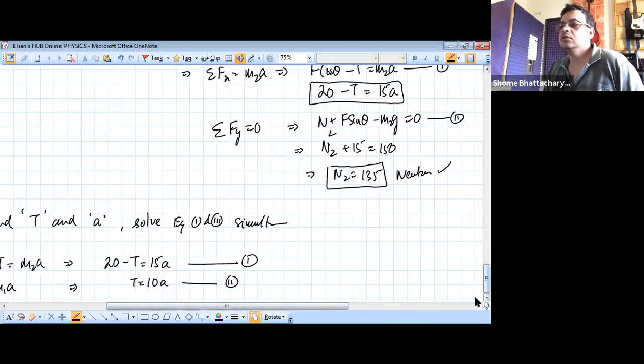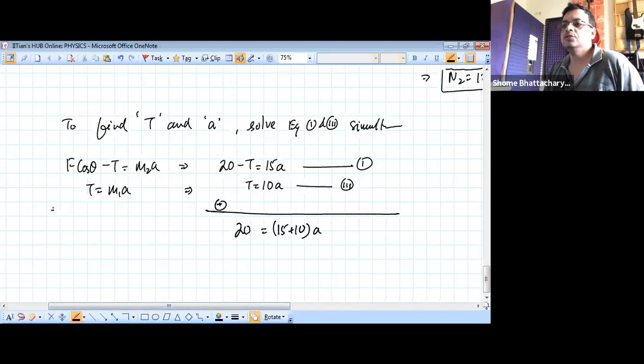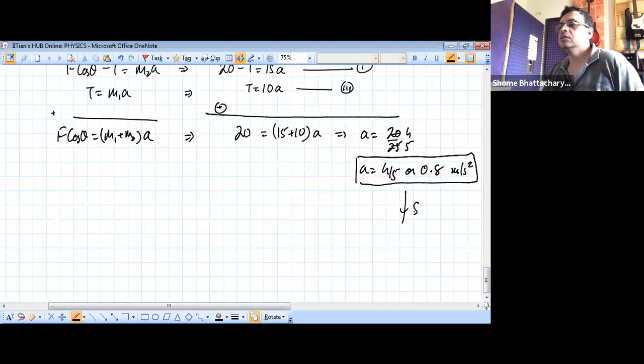So anyway, let's check out from there. Now all you can do here, very simple, you can just add these two equations. So you get 20 is equal to 15A plus 10A. Or add these two equations, you will get F cos theta is equal to M1 plus M2 times A. That is the same thing. So we will get acceleration A as 20 by 25 or 4 by 5 or 0.8 meters per second square. And then we can substitute this back in equation 3, and we get tension as M1A. So that is 10 into 0.8. So the tension is equal to 8 Newtons.